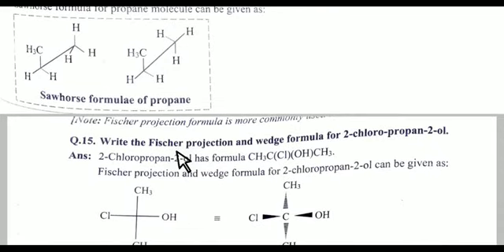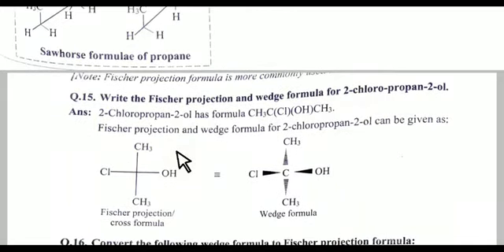Now the next question for today's lecture is: write the Fischer projection and Wedge formula for 2-chloropropane. As you know, what is the Fischer projection formula? In the Fischer projection formula, a three-dimensional molecule is projected on the plane of the paper. It can be drawn by visualizing the molecule with its main carbon chain vertical. As you have seen, this is the main carbon chain, which is vertical. Each carbon on the vertical chain is represented by a cross.